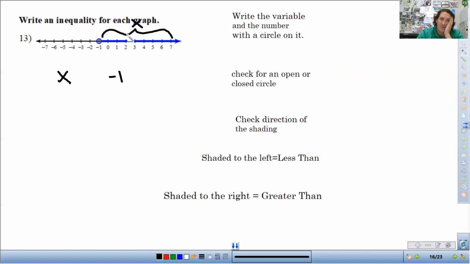So is x bigger or smaller than -1? These are all bigger, so x is bigger. It's an open circle, so I'm not going to put a line underneath the symbol. But since x is bigger, my symbol is going to open up towards x. And that's it.